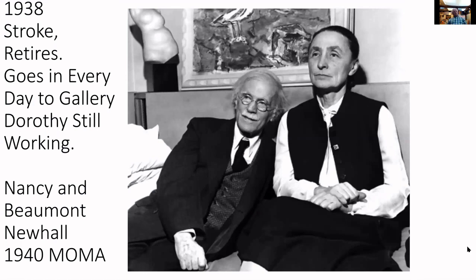So in 1938, he has a series of strokes, I think 6 strokes, and has to retire. But he still keeps a cot in the back room at the gallery and goes in every day. Dorothy is still working there, helping out. She's still devoted to him, even though they're not lovers anymore. Georgia is going back and forth from New Mexico. Nancy and Beaumont Newhall, also terrific photographers, take over, kind of taking care of Alfred when she's gone.